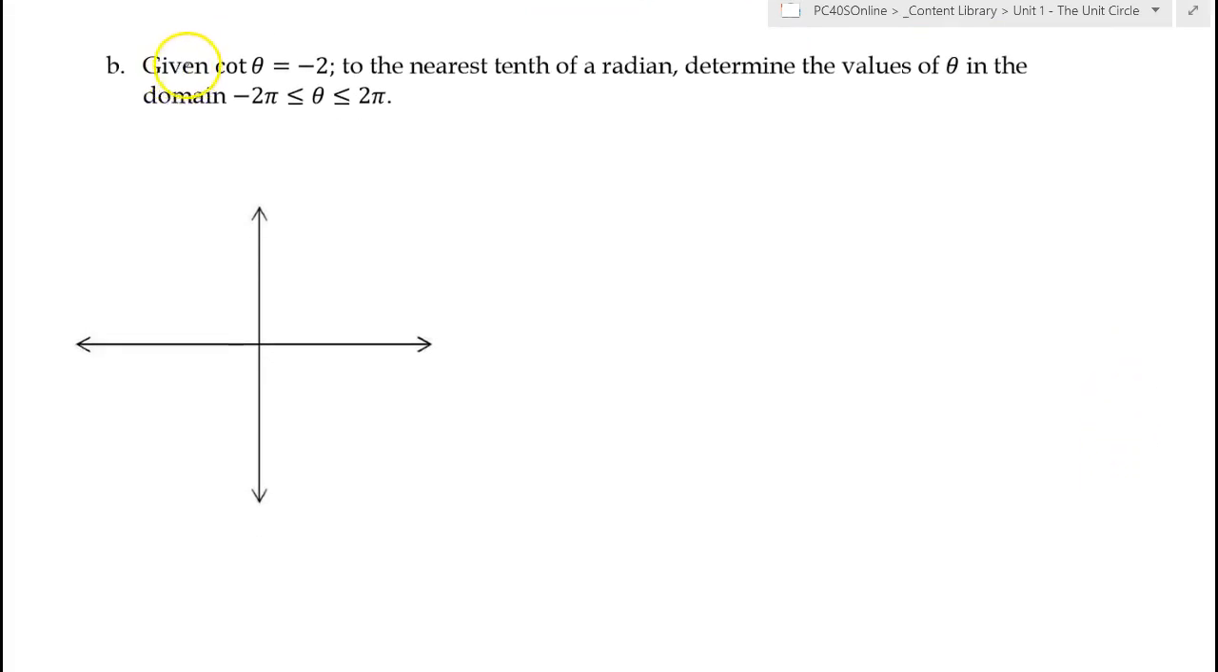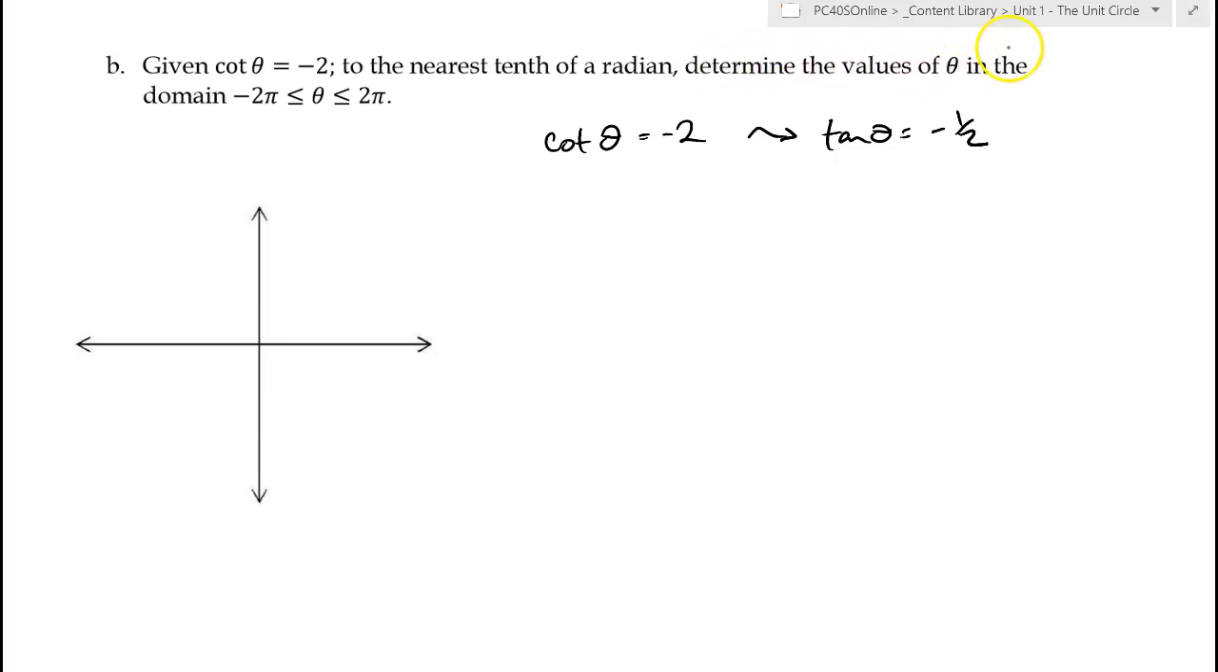So conversely, if we're working with the given cotangent theta equals -2. So again, right off the hop, I'm going to notice that it's cotangent. I hate cotangent. I hate those reciprocal ones. So if cotangent theta equals -2, I'm automatically going to start thinking in my head, okay, well then tangent of theta equals -1/2. And I'm going to be planning to work with this.